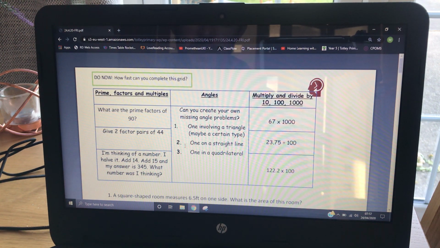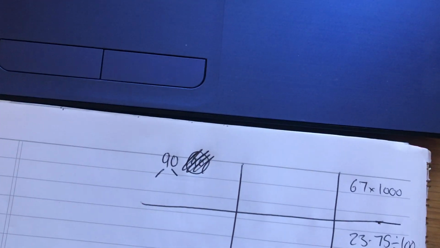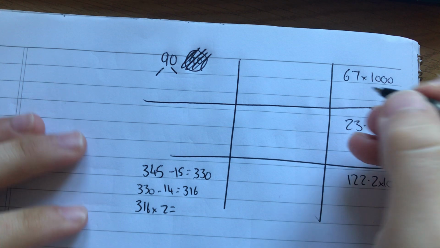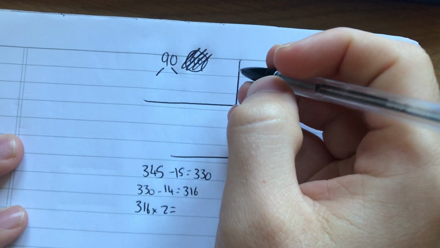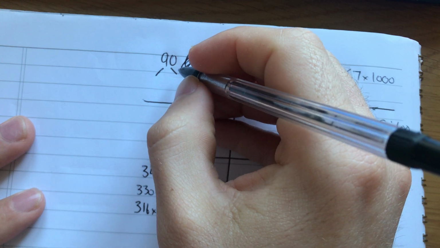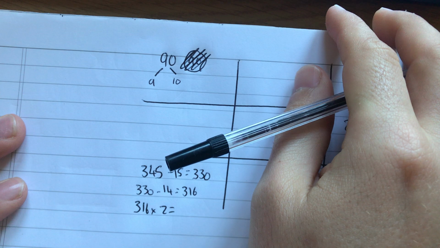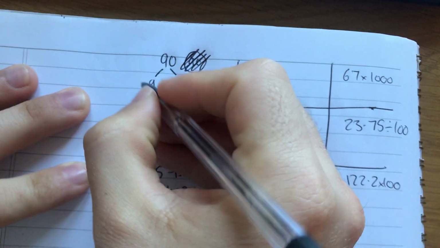But anyway, let's have a look at our maths do now for Friday. So we'll do that. Let's just shuffle that forward a bit. There we go. So, prime factors of 90. Well, I know that you can make 90 with 9 times 10. I know that neither of those are prime. I'm going to have to go awkwardly sideways here.